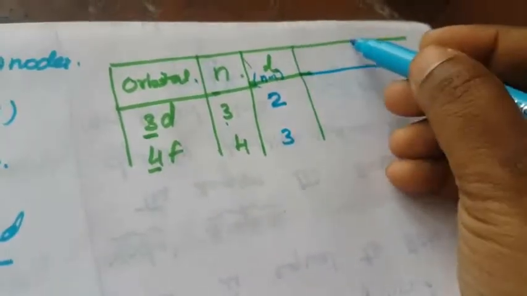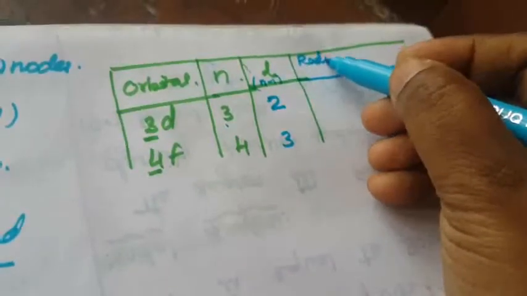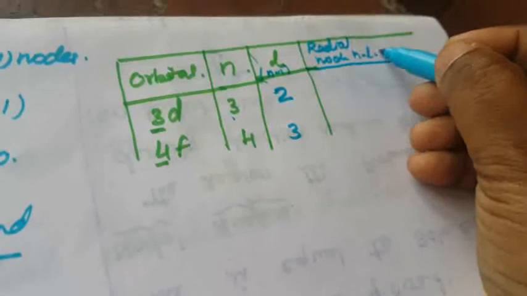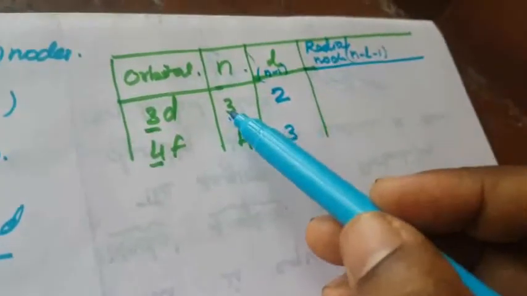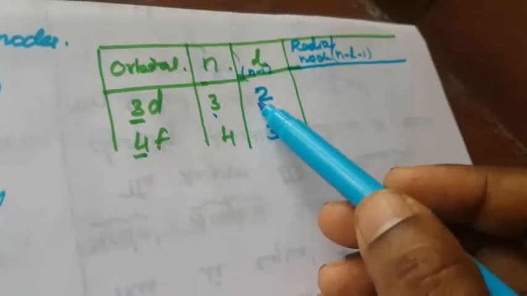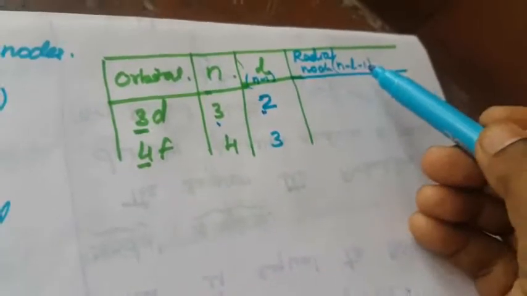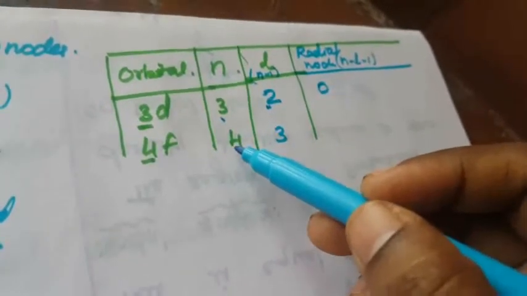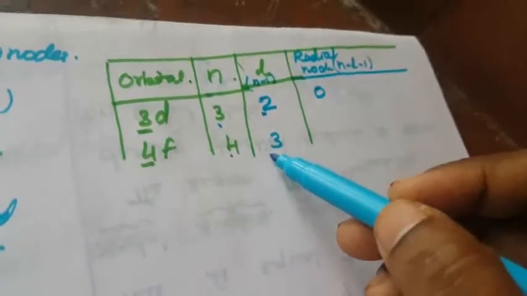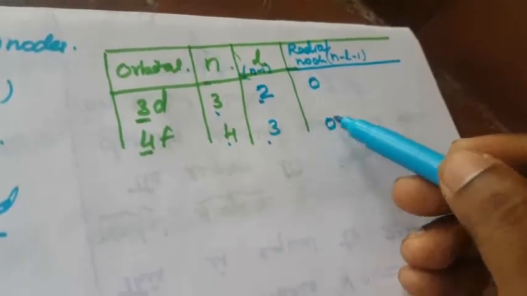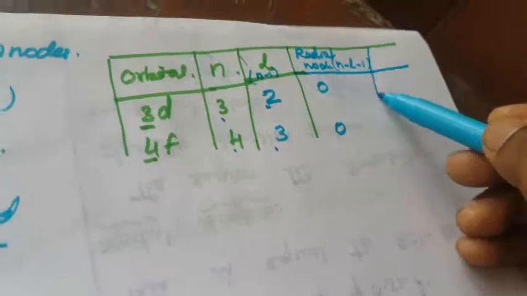What is the formula of the radial node? n minus l minus 1. For 3d, n is equal to 3 and l is equal to 2. 3 minus 2 is 1, and 1 minus 1 is equal to 0. For 4f, n is equal to 4. 4 minus 3 minus 1: 4 minus 3 is 1, and 1 minus 1 is equal to 0.